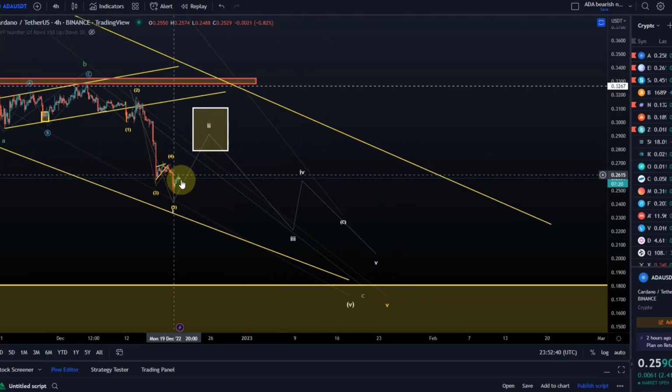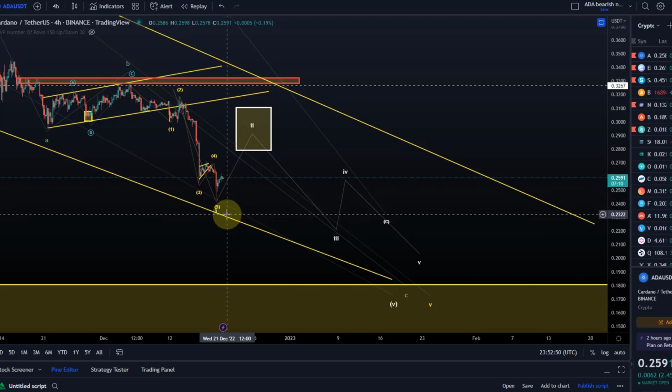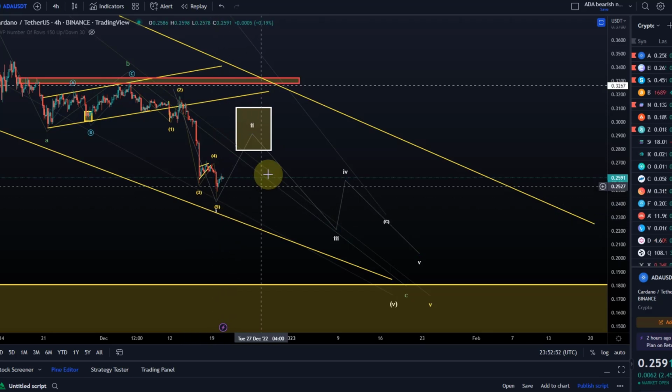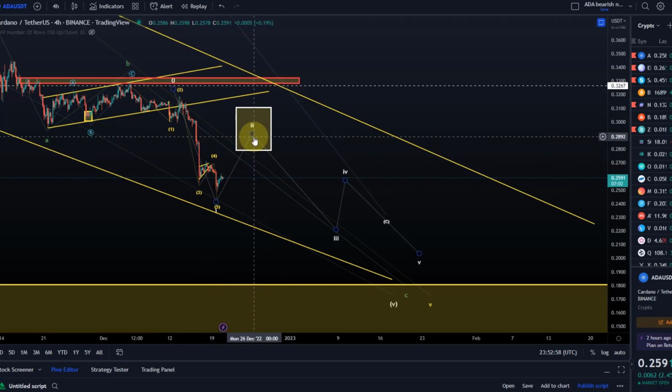What could of course be the case is that this small wave 5 isn't finished and that we still get another low here. That's possible. It would most likely hit channel support here around the 23 cent level, and then we could look at a recovery. But this is nothing I would trade long at the moment.